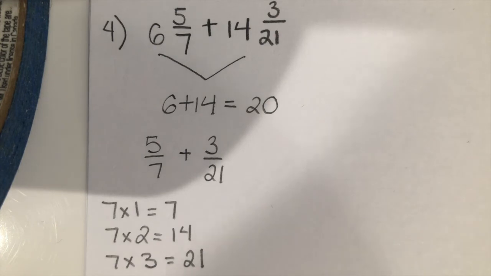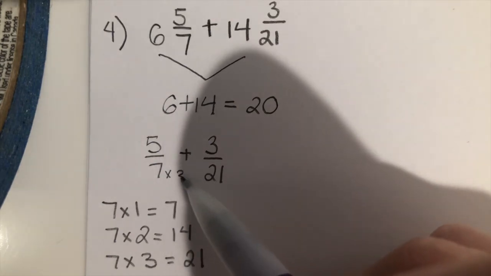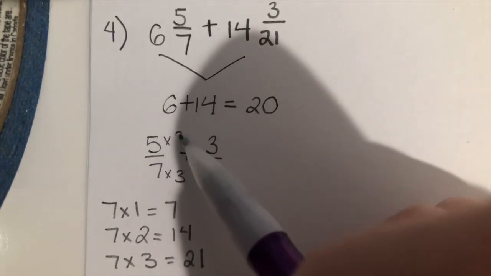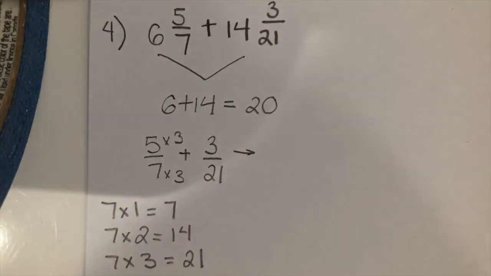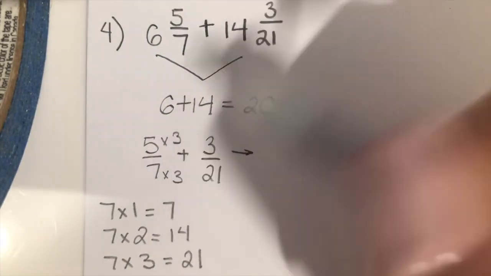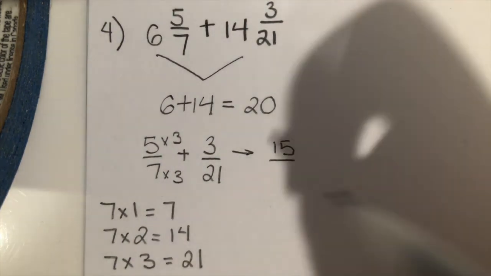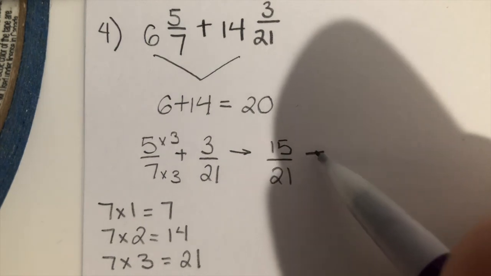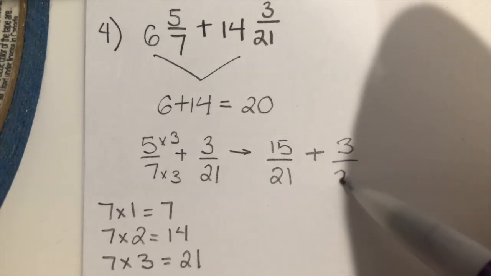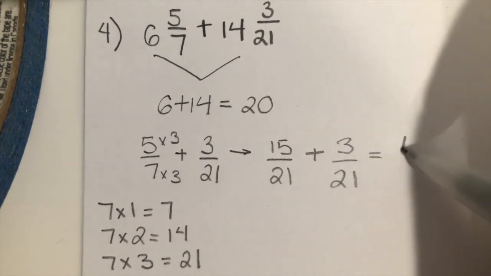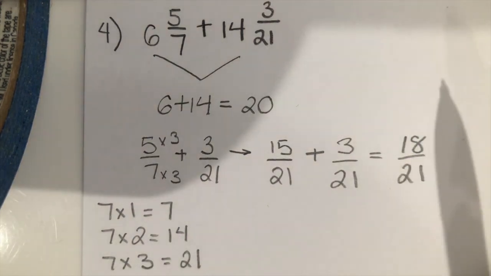Therefore, we need to multiply the denominator of 7 by 3 to get 21. We also have to multiply 5 by 3 because it is the numerator. Now we're going to draw our little arrow and multiply 5 and 3 together to get 15. Then we're going to do the over sign, and then 7 times 3, which equals 21. Then we're going to bring the plus sign, and then the 3 over 21. Now we're going to add our numerators, which is 15 and 3, to get 18. Then bring the 21, so that's 18 over 21.